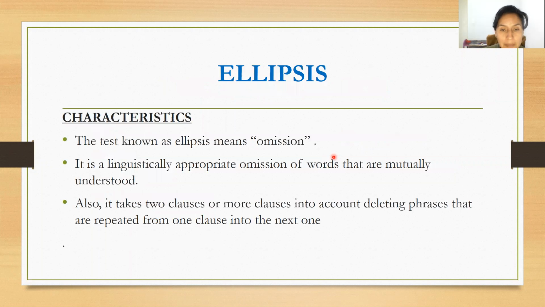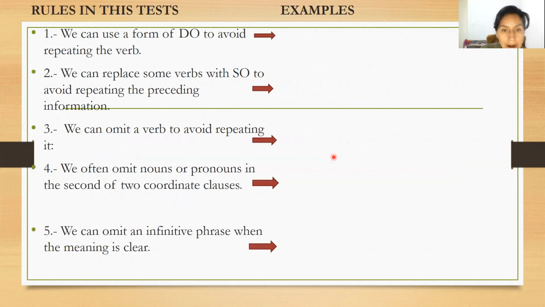Ellipsis. Ellipsis means omission. So it is a linguistically appropriate omission of words that are mutually understood and should not be spoken or written in the speech. Then it takes two or more clauses into account, deleting phrases that are repeated from one clause into the next one. There are some rules regarding the behavior of this test. I'm going to explain them with the following examples.